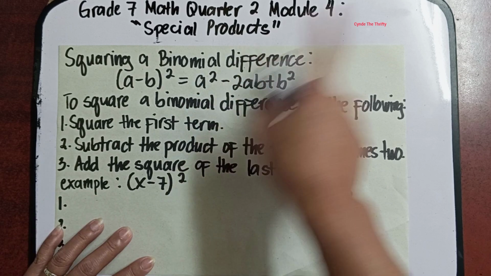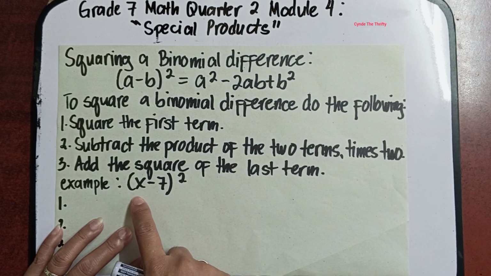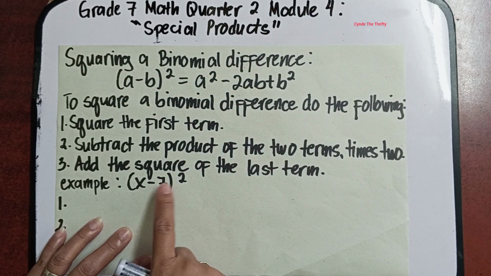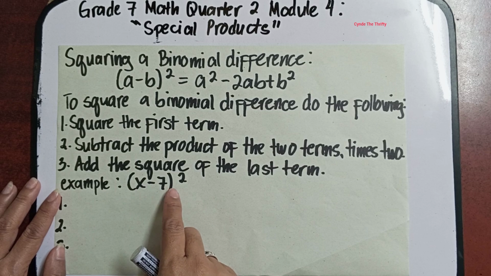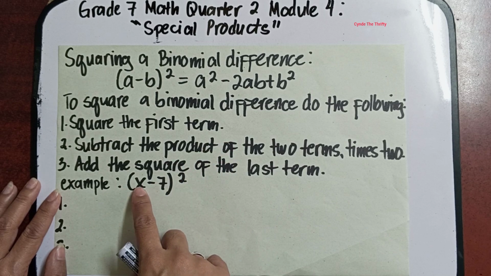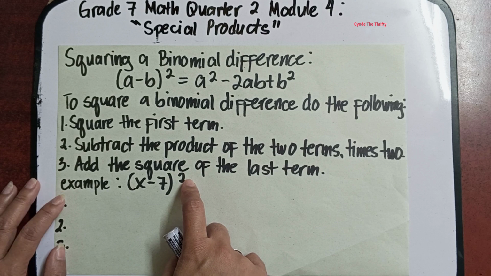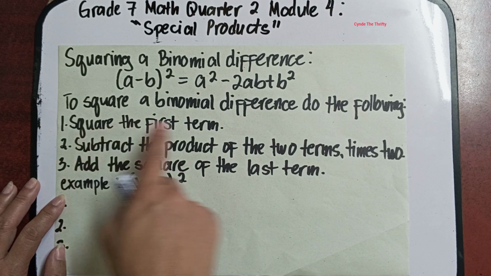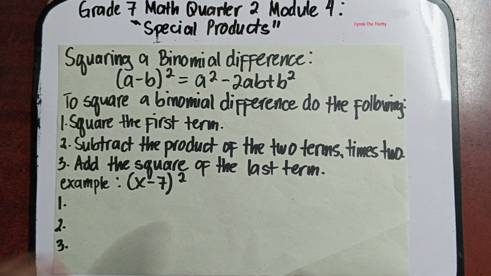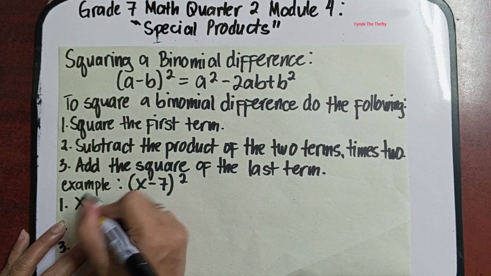Okay, so gagawin na natin siya gamit ang ating example, x minus 7 squared. X minus 7 squared. So, ito yung tinatawag nating squaring a binomial difference. Kasi dalawang term tapos difference siya kasi subtraction and then square natin. So, ang gagawin first, square the first term. So, ang first term natin is x. So, ibig sabihin, square natin siya, x squared.